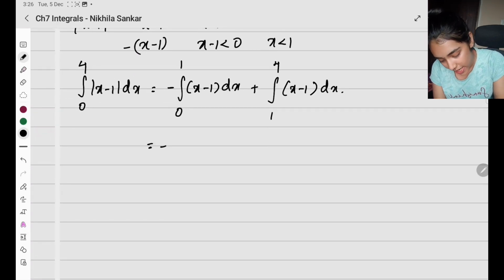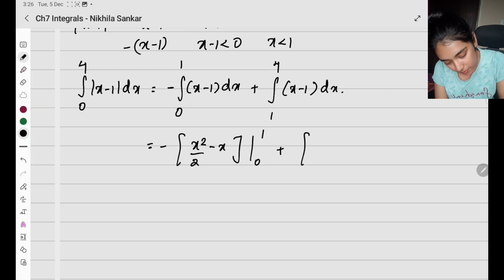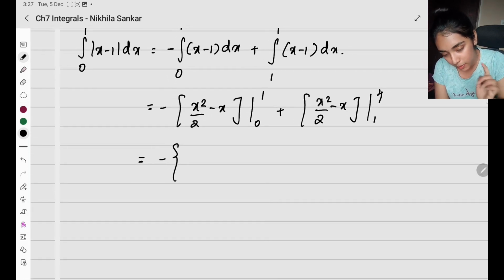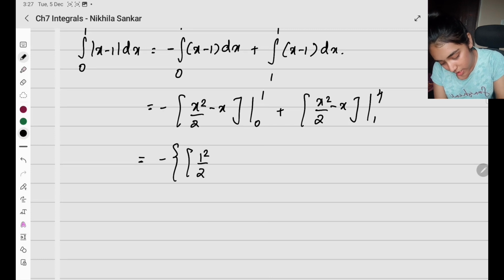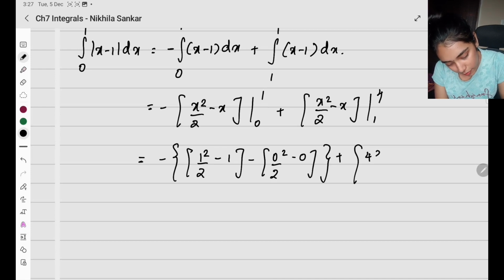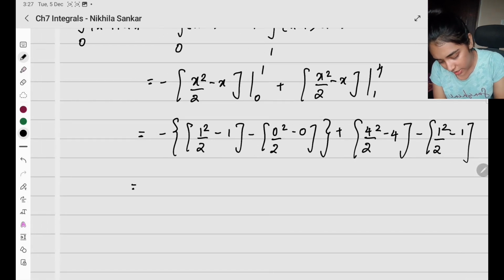So when I solve this, I have minus common. Integral x minus 1 is going to be x square by 2 minus x, and applying the limit 0 to 1, plus x square by 2 minus x from 1 to 4. So when I do this, minus of, I'm going to substitute upper limit minus lower limit. So upper limit 1 square by 2 minus 1 minus lower limit 0 square by 2 minus 0, plus upper limit 4 square by 2 minus 4 minus 1 square by 2 minus 1. Okay, here I have a minus, that is why I have put two brackets, and this bracket also.